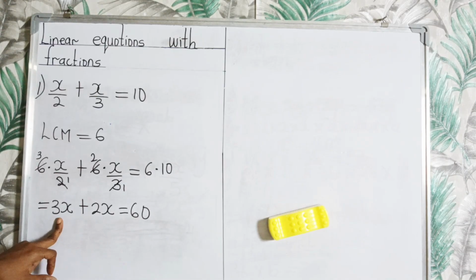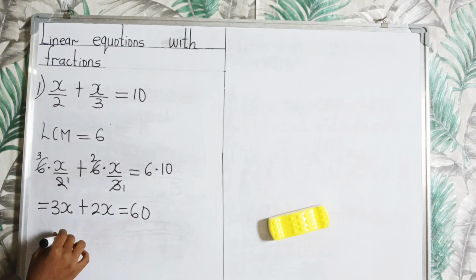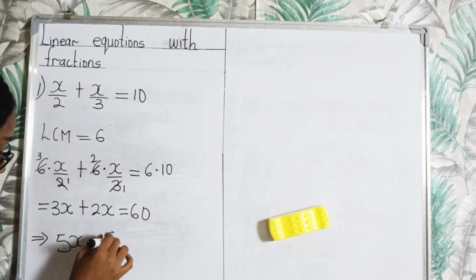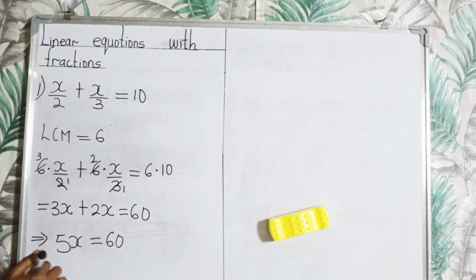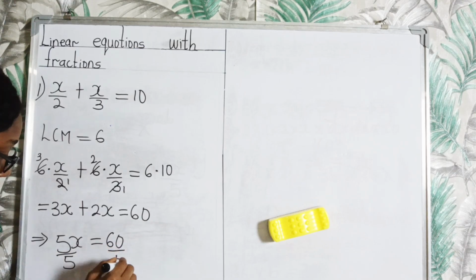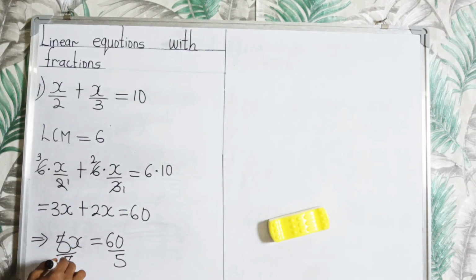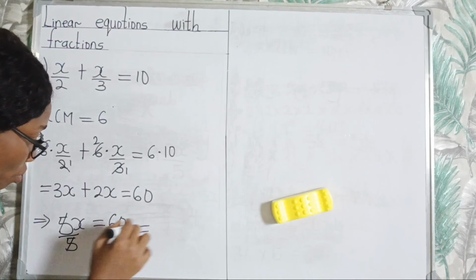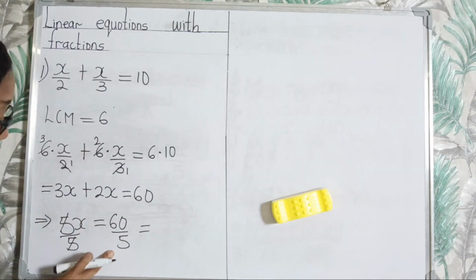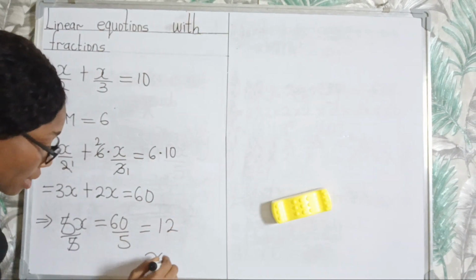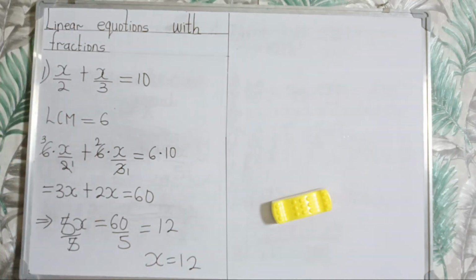So 3x plus 2x is 5x. So here we have 5x, and this is equal to 60. So to get the value of x, we divide both sides by the coefficient of x, which is 5. Okay, so this and this will cancel out, and our x is equal to 60 divided by 5 is 12. So our x equals 12.